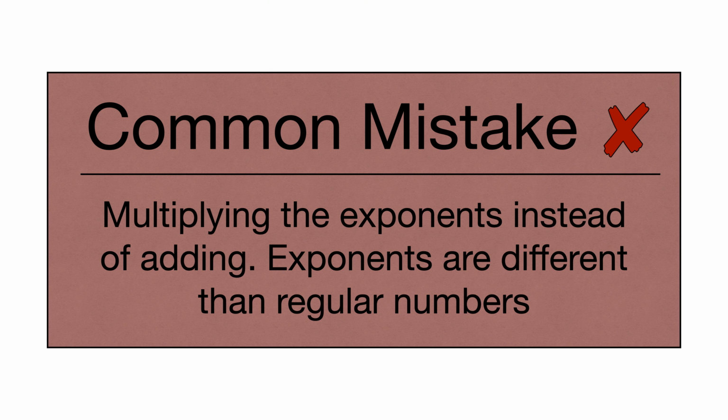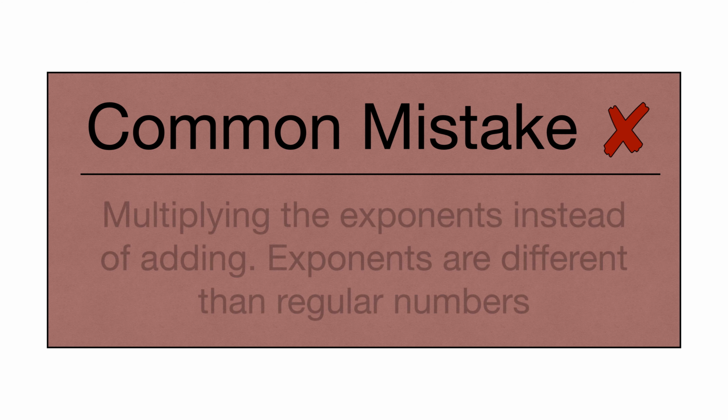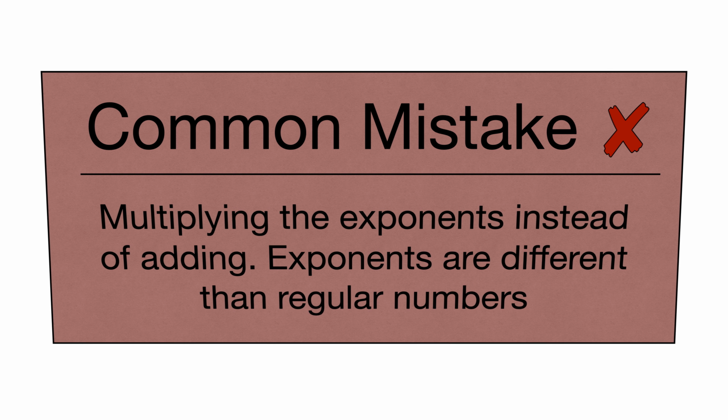So there is one common mistake. And the mistake is that we multiply the exponents instead of adding them, because you think, oh, well, it's multiplication, but when it's exponents, we just add them. Exponents are different than regular numbers. Always remember that. So let's see an example of the most common mistake here.